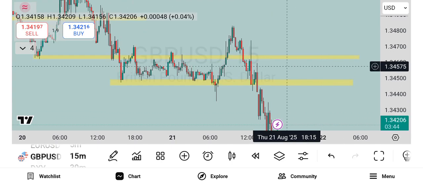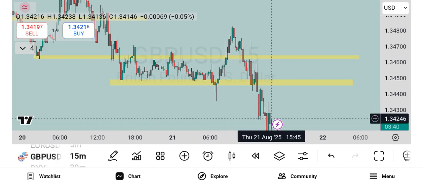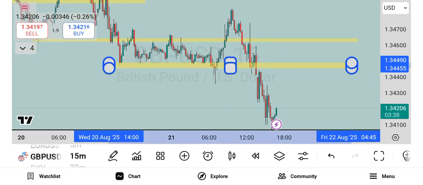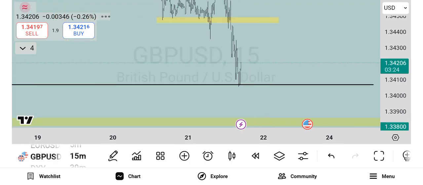So yeah, guys, price tested. I would have taken my sales here, and you see what price did, guys. It broke this support area. As long as price is breaking support areas, it means price is going to the downside. And when price is breaking resistance areas, it means price is bullish, guys. I hope you all understand.